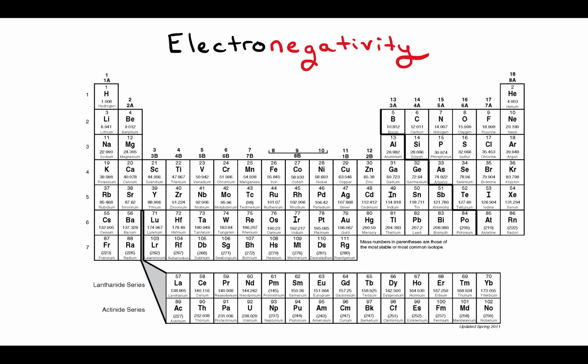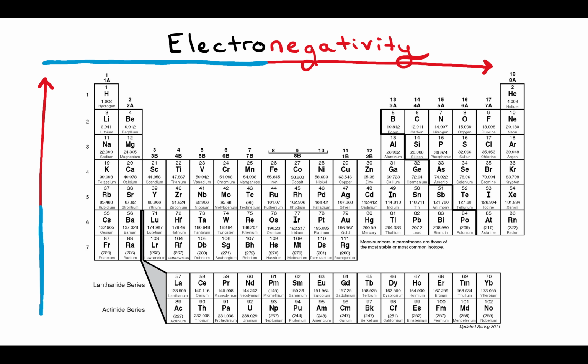That increases as you go up on the periodic table, as the valence electrons, the outermost electrons on an atom, are closest to the nucleus, and as you go to the right on the periodic table. That's as you get more protons in the nucleus. So an atom attracts valence electrons more as you go up and to the right on the periodic table.